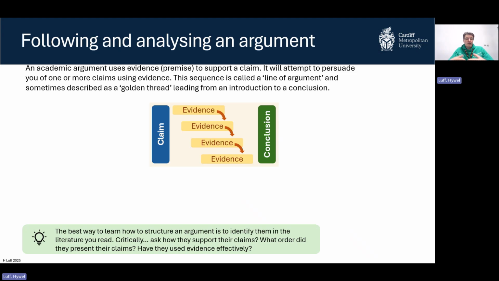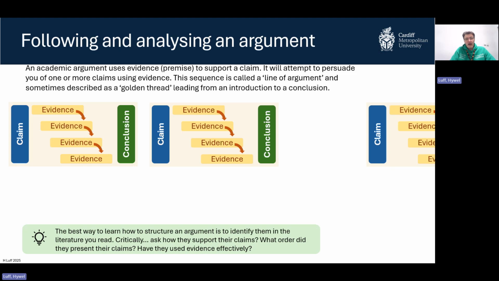So if we're thinking about analyzing a particular article, a particular argument, what is an argument? Well, an argument is a series of points made based on evidence to prove a claim and to conclude that you have proved that claim. Okay, so that might be a whole article, it could be seen like that. There's a claim, there's evidence presented, and there's a conclusion at the end.